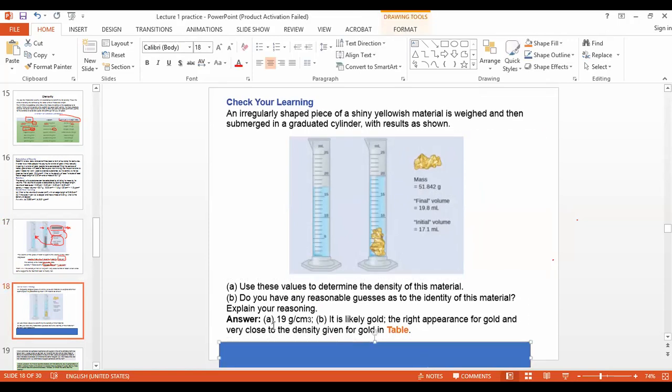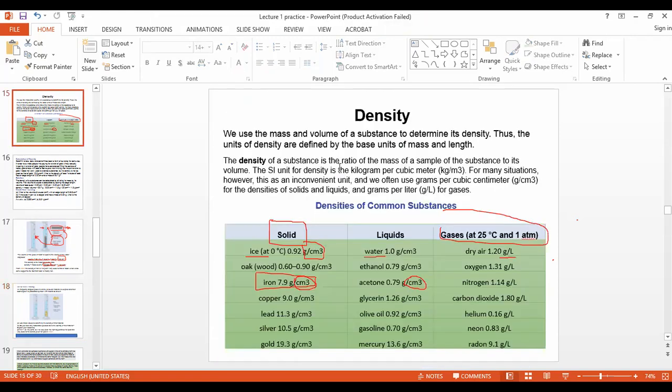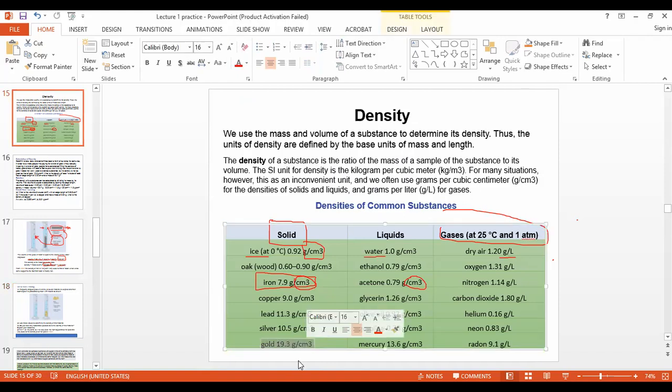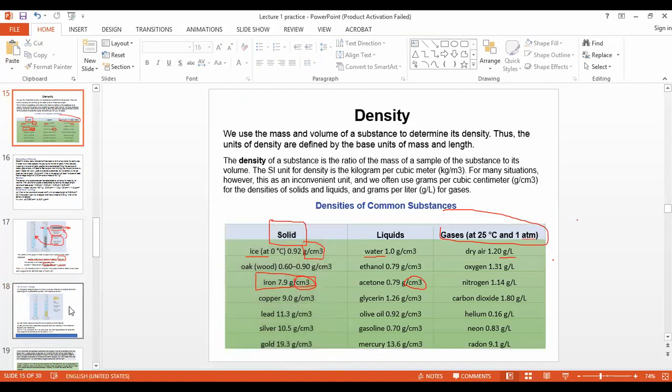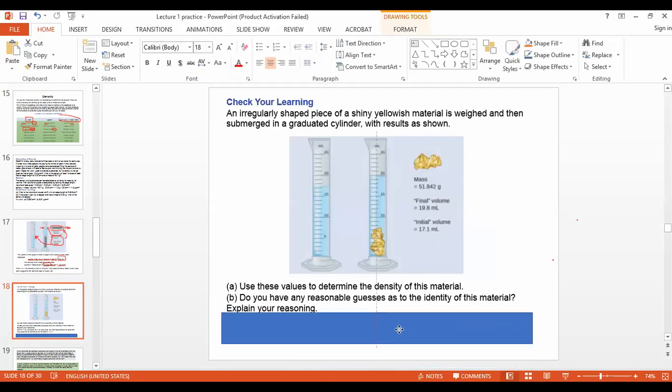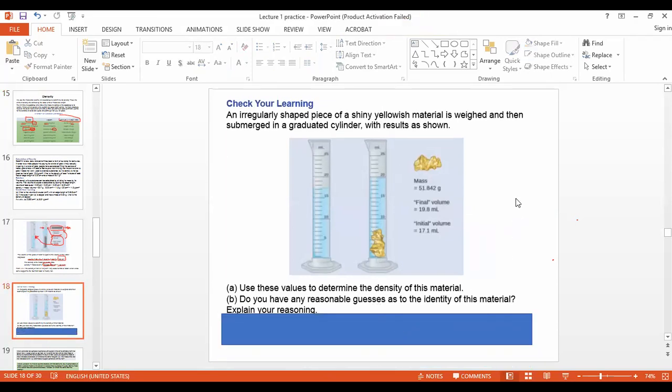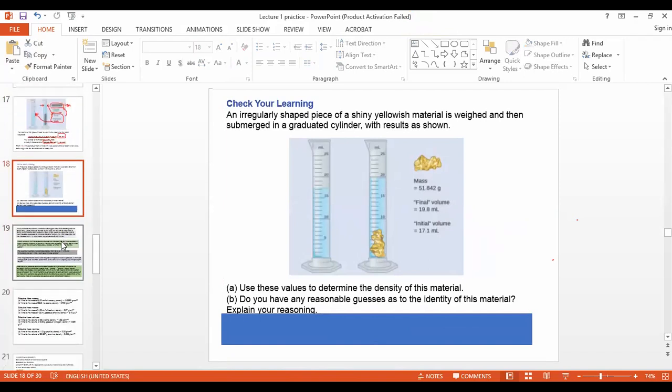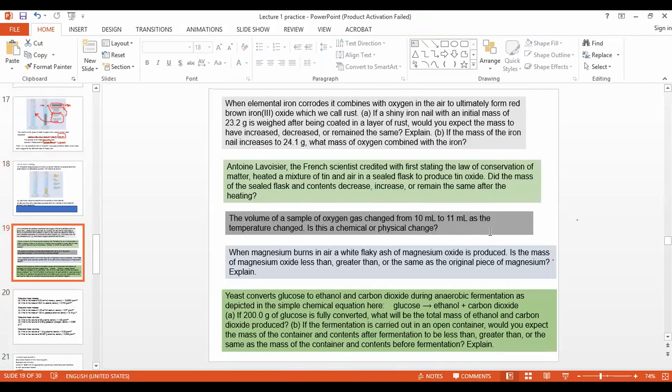Let's see. Yeah, so the answer is 19 gram per cubic centimeter, so it's going to be gold. If we go to this table, it says gold over here, so it's 19.3 gram per cubic centimeter. So it's close to what you calculated. So this is how you can find out the origin of, say, a metal. It's quite a simple approach, but it gives you quite a nice result.